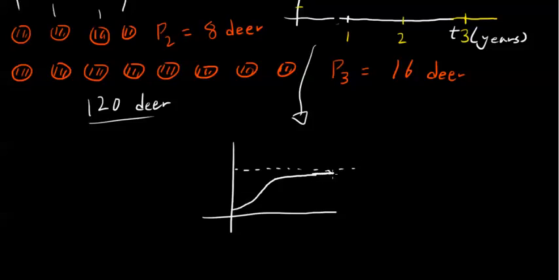This makes sense. If your population keeps on growing and growing, you're not going to have enough space, you're not going to have enough food, and some of the population are going to die down, and you are not going to have this one deer per one child thing.